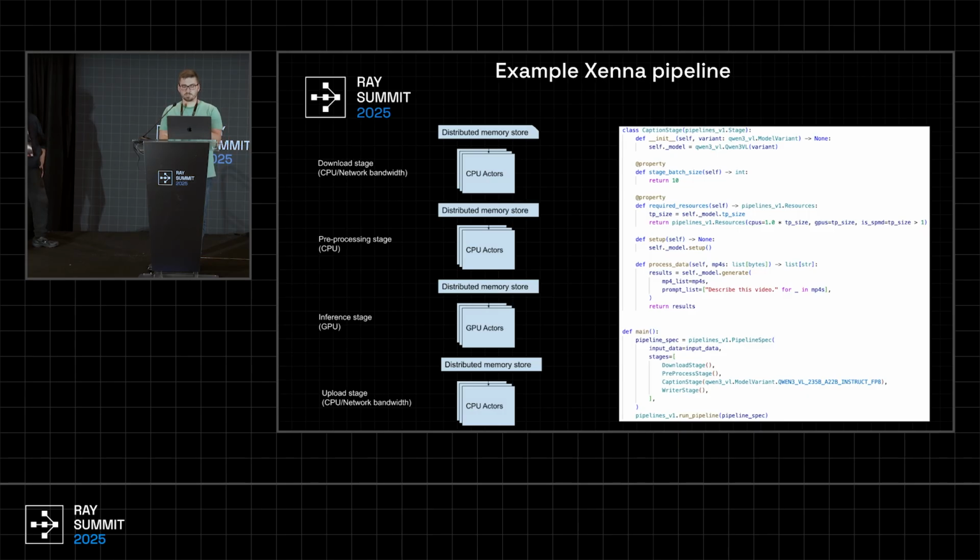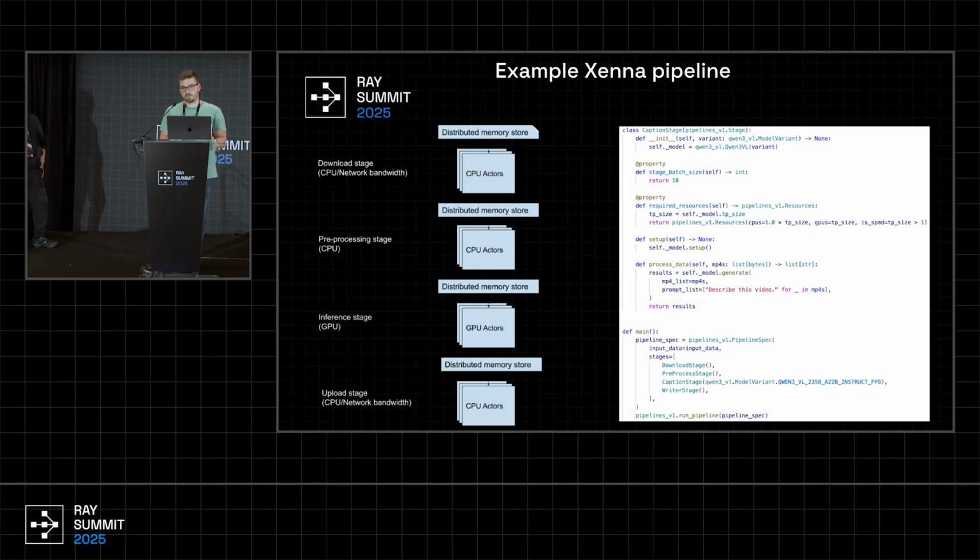And then on the right, you can see the code for that pipeline, or at least part of the code for that pipeline. And bottom right, maybe a little hard to see there, but there's a specification for the pipeline. It's relatively structured. It says you do a download stage, then a pre-processing stage, caption stage, writer stage. And then on the top right, you can see the definition for the caption stage.